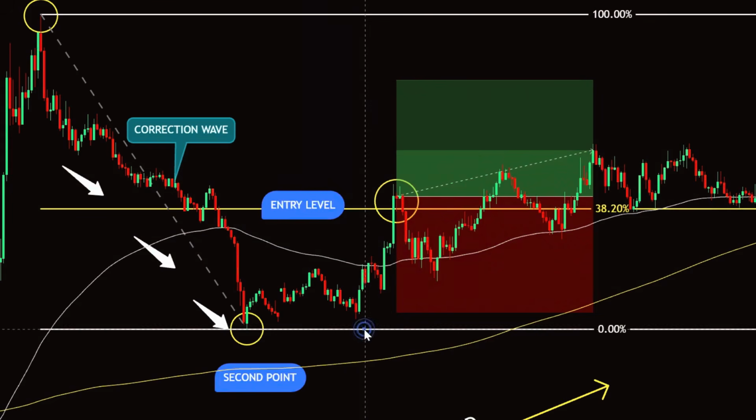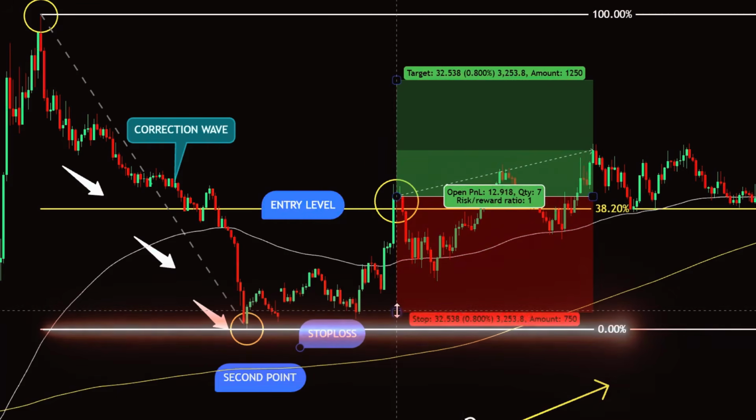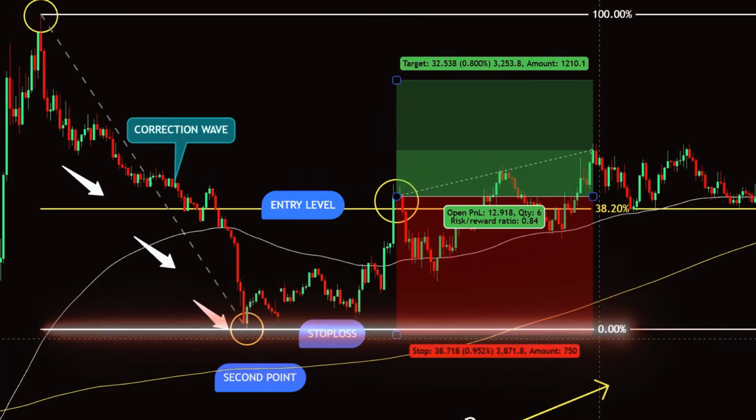Now let's get into exits. This isn't about randomly using Fibonacci ratios, it's about structure and risk management. Your stop loss goes below the 0% level, not because it's a Fib number, but because that's the most recent swing low in the structure. If price breaks that level, the entire idea of the trade is invalid.